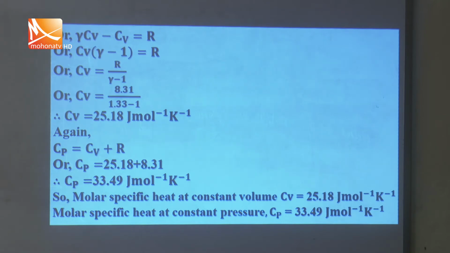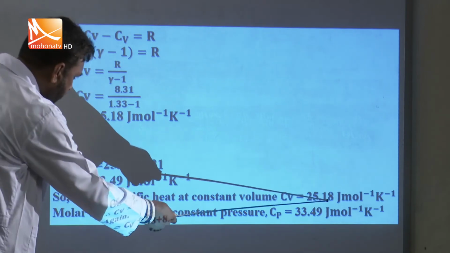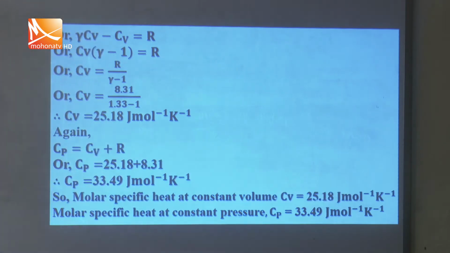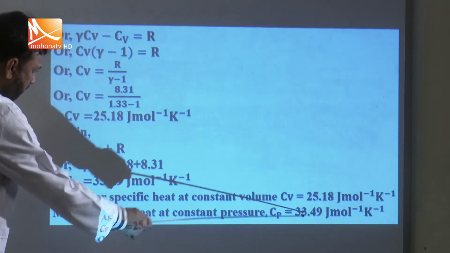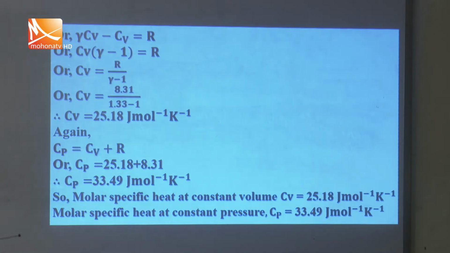This is Cv, and also Cp. Again we know Cp equals Cv plus R. If you put the value of Cv into this relation, 25.18, and the value of R is 8.31, therefore Cp equals 33.49 joule per mole per Kelvin. So the molar specific heat at constant volume Cv equals 25.18 joule per mole per Kelvin, and the molar specific heat at constant pressure Cp equals 33.49 joule per mole per Kelvin.